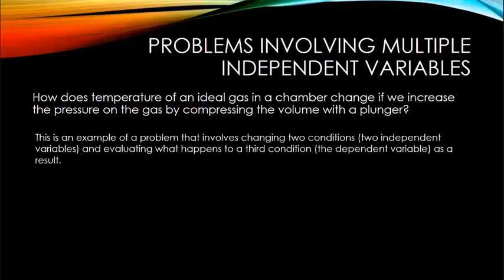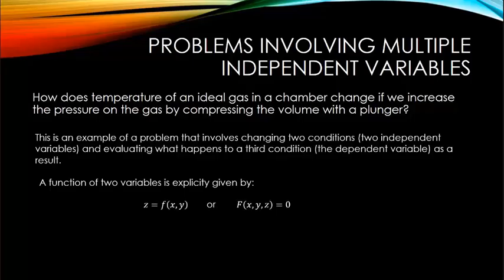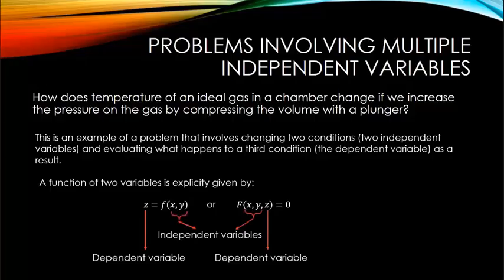This is an example of a problem where I have two conditions that can change, two independent variables, and evaluating what happens to that third variable, the dependent variable, is the problem I need to solve. A function of two variables is explicitly given by z is equal to f of x, y, or I might express it as capital F of x, y, z is equal to 0. The z is the dependent variable. That gives me x and y as my independent variables.